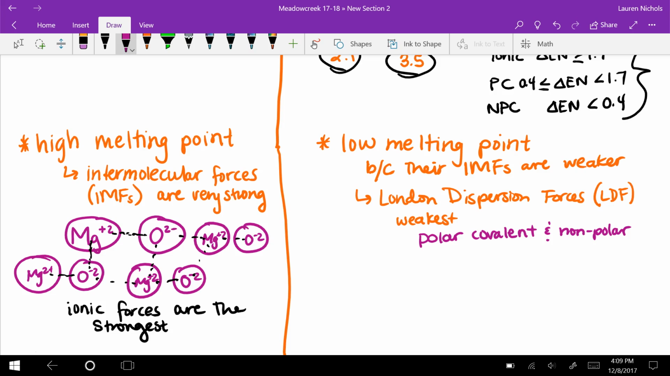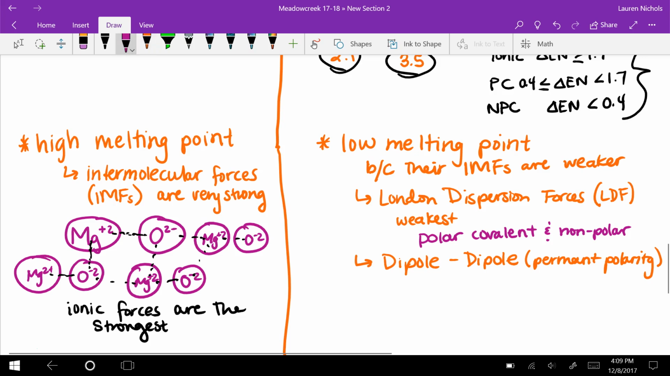Whichever one has the larger amount of electrons is going to be the stronger London dispersion force. The next type that we're going to talk about is dipole-dipole forces. Okay, so dipole-dipole forces are when you're talking about permanent polarity, because when you have permanent polarity, it gives partial charges.